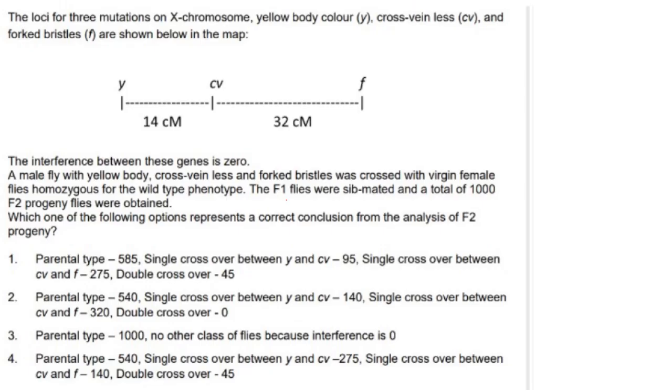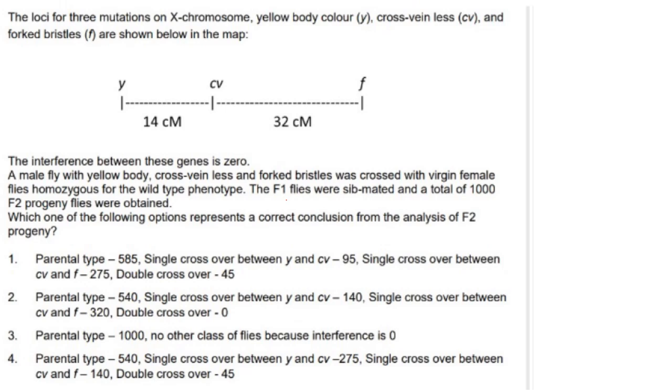Then the next one. The loci for 3 mutations on the X chromosome, yellow body color Y, cross veinless CV and forked bristles F, are shown below in the map. The interference between these genes is 0. Interference is 0, that means double crossovers are taking place.